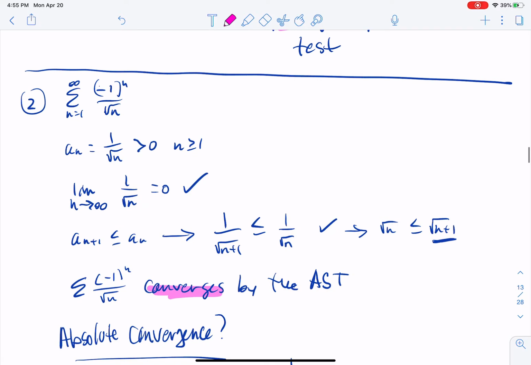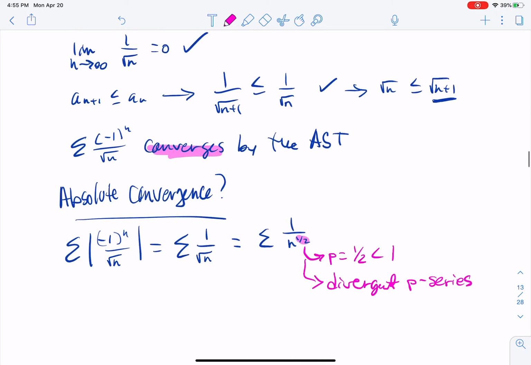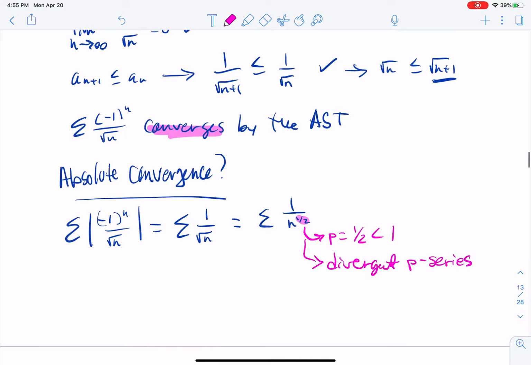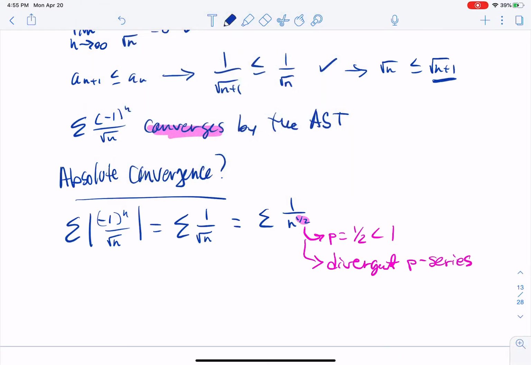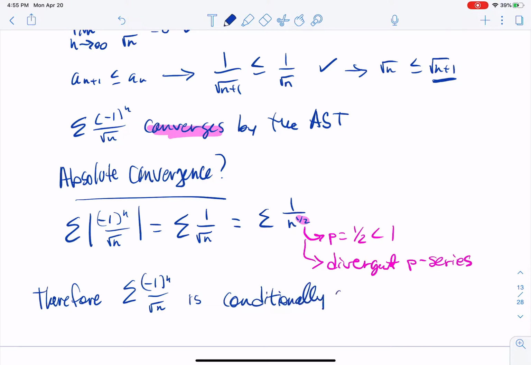Okay, so let's recap. Our original series converged by the alternating series test, and when we took its absolute value, those new terms, the ones that are all positive, it diverges. Therefore, our series is conditionally convergent. Therefore, -1 to the n over the square root of n is conditionally convergent.